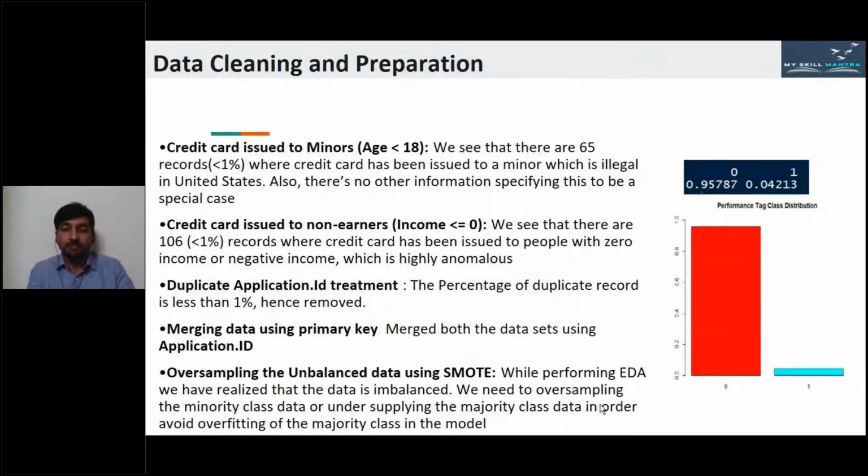Another thing we saw was about 106 records where the credit card was issued to people whose income was zero or even negative. Imagine that. This is highly anomalous, because no one in their right mind would issue credit to people who don't have any income or who actually have negative income.